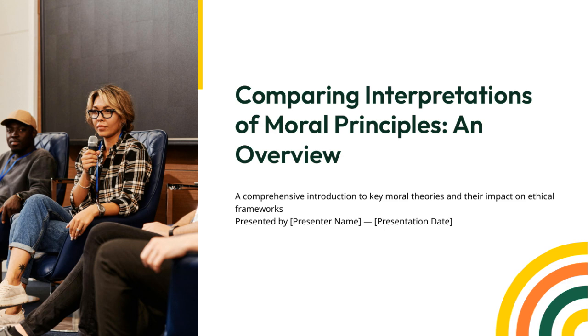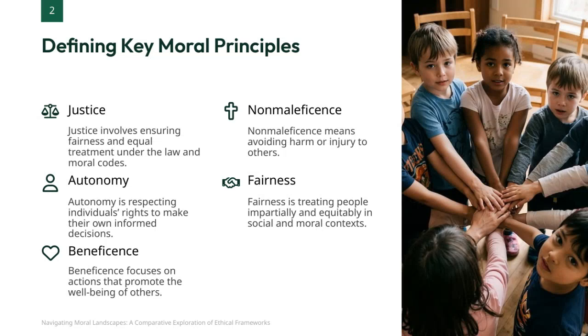Let's dive in. Here we define 5 fundamental moral principles that guide ethical behavior. First, we have justice, symbolized by balanced scales, which is about ensuring fairness and equal treatment under laws and moral codes. Next is autonomy, represented by a user icon, emphasizing respect for individuals' rights to make their own informed choices.